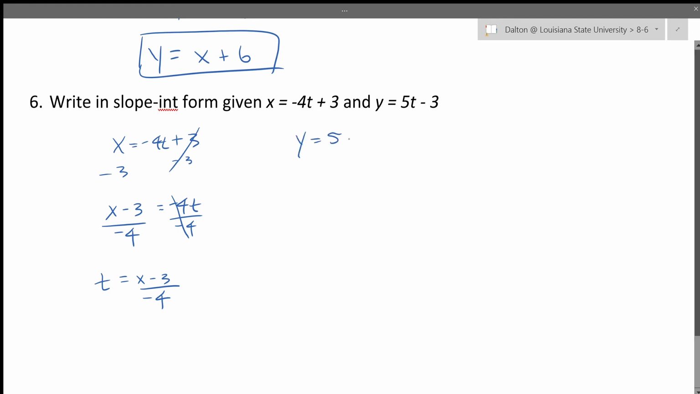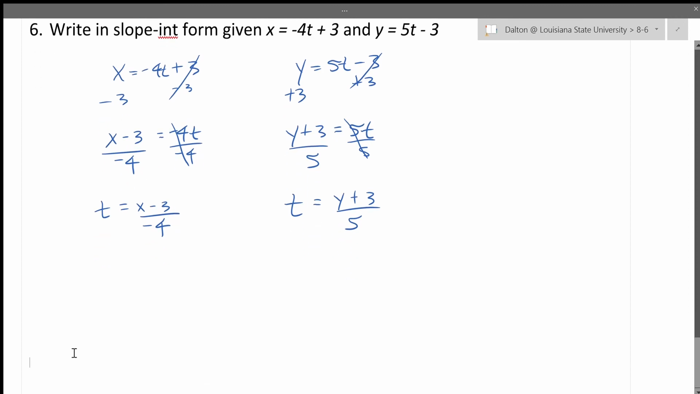y equals 5t minus 3. Add 3 to both sides. We get y plus 3 equals 5t. So then to isolate t, we need to divide everything by 5. So we get t equals (y plus 3) all over 5. So step 1 is solving each of the equations for t, and then step 2 is setting those values for t equal to each other. So then we have (x minus 3) over -4 is equal to (y plus 3) over 5. And then your job is to write this in slope-intercept form, so to solve for y.